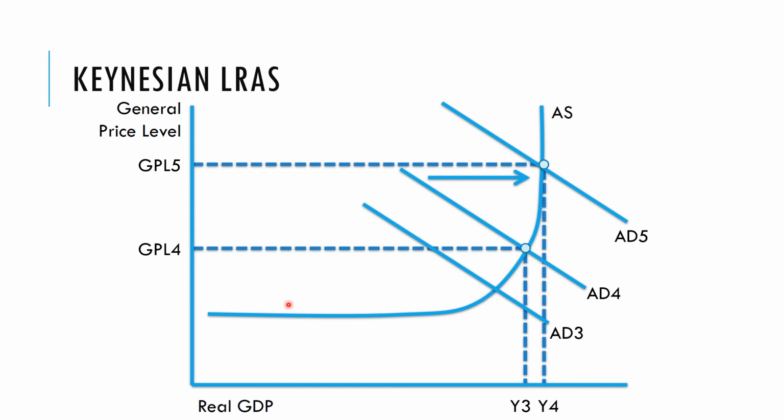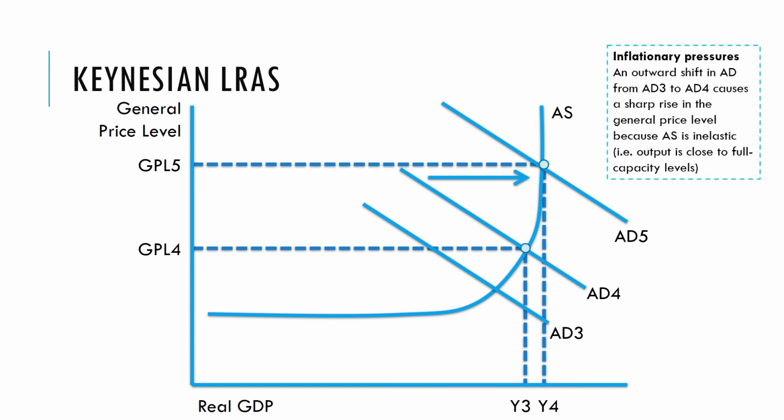So what Keynes had discovered, or what he thought, was that when the economy is operating at very low levels of output, then actually aggregate demand can increase without any increase in the price level. However, as you get closer to the full employment level of output, there is a trade-off: increases in economic growth might also be met with increases in the price level. So there may be inflationary pressures as AD moves from AD3 to AD4 to AD5. So there may be sharper rises in the price level because AS is more inelastic as we get close to full capacity.